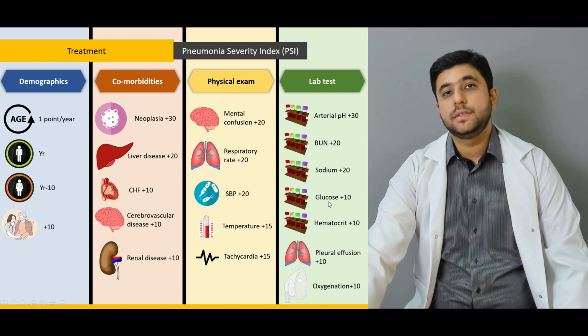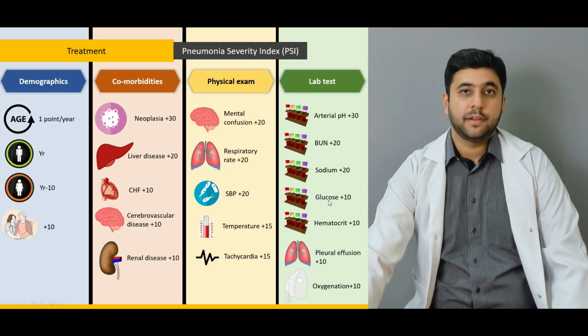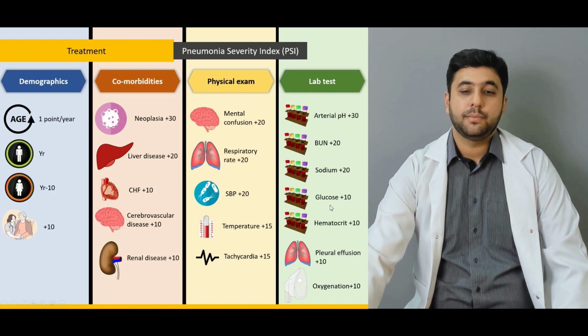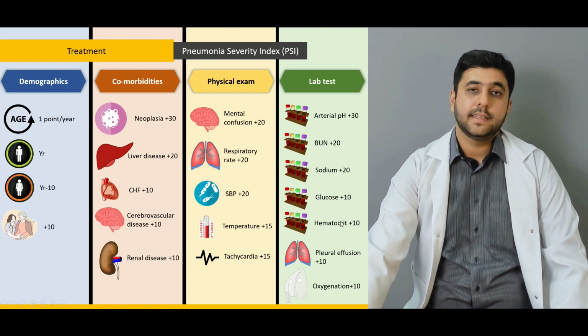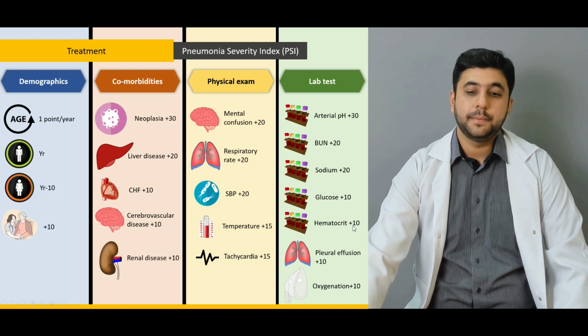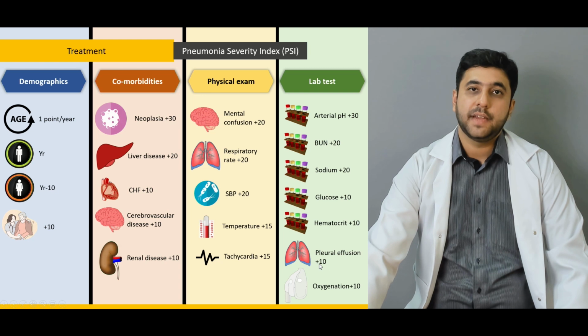If the blood glucose is very high, more than 250 milligrams per deciliter, then he gets plus 10 points. If the hematocrit is less than 30%, then the patient gets plus 10 points. If there is pleural effusion present, then we have plus 10 points. And if the patient's oxygenation, the PO2, is very low, less than 60 millimeters of mercury, or the saturation is less than 90%, then he gets plus 10 points.